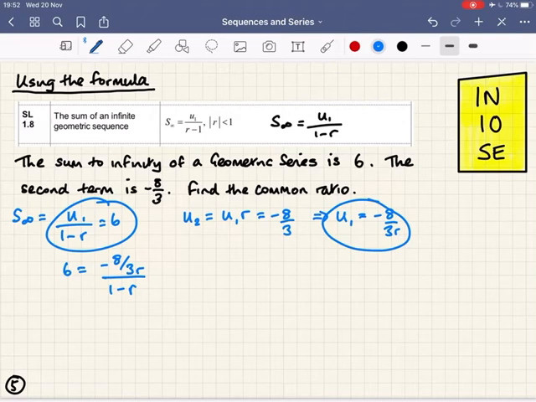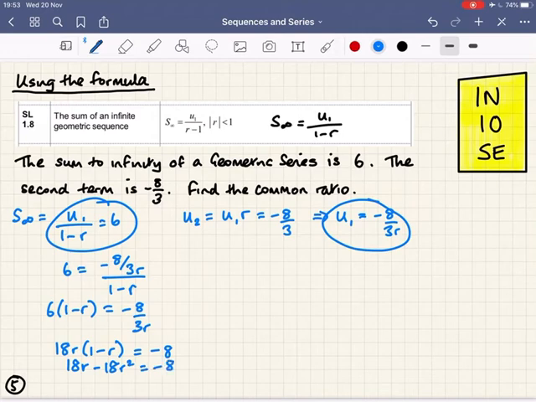So just going to multiply by 1 minus r. 6 times 1 minus r equals minus 8 over 3r. And then going to multiply by 3r. 18r times 1 minus r equals minus 8. So that's 18r minus 18r squared equals minus 8. Let's put all of that together.